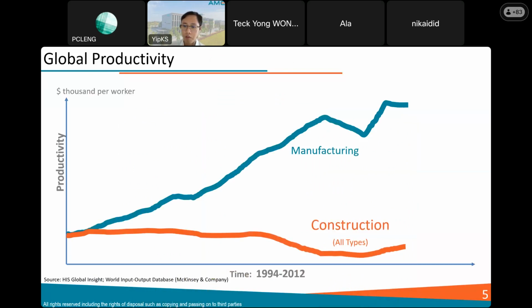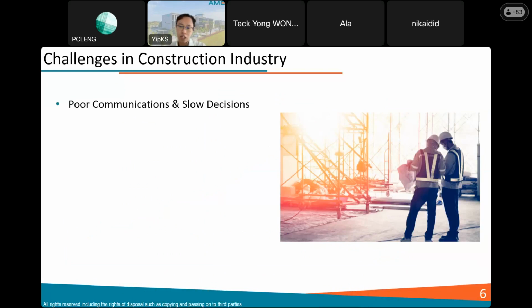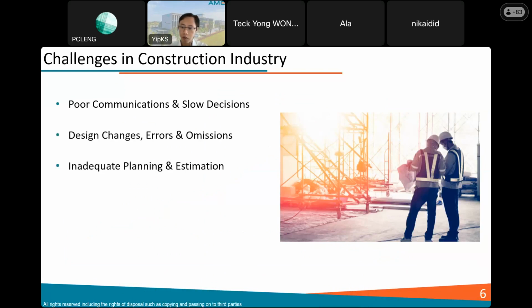This is one of the famous charts showing that if we compare the construction industry to industries like manufacturing, our productivity over a few decades has not improved very much. Why? Because there are many challenges. One of the key challenges is low technology.